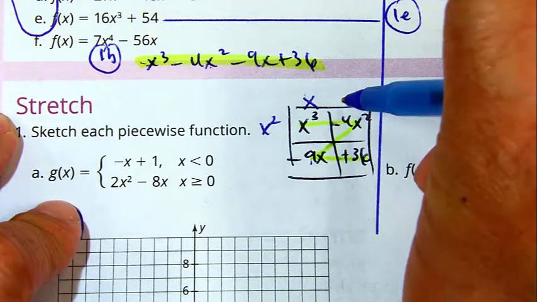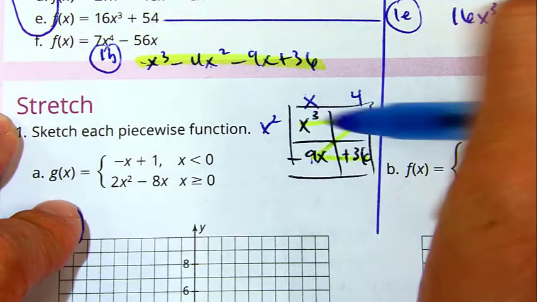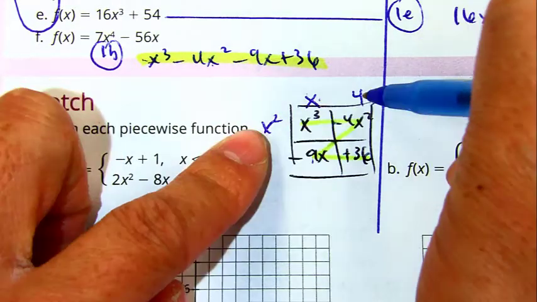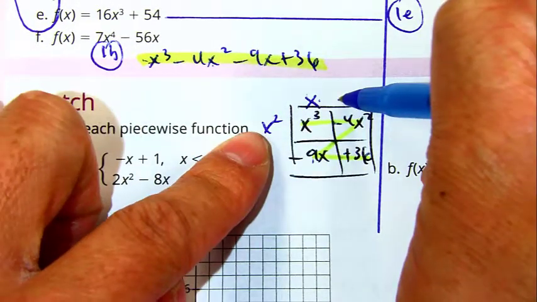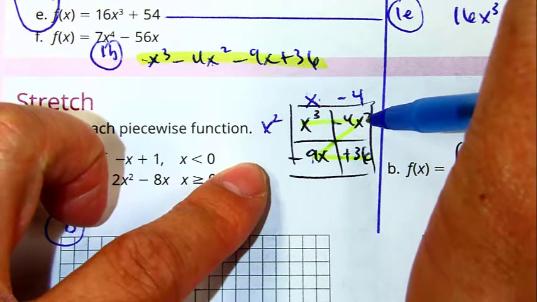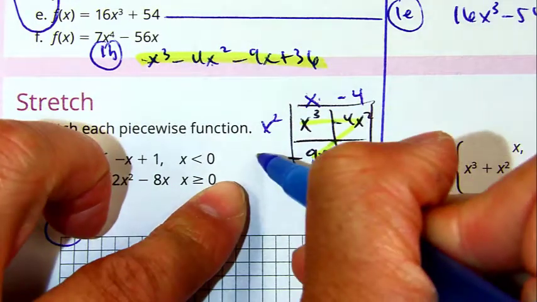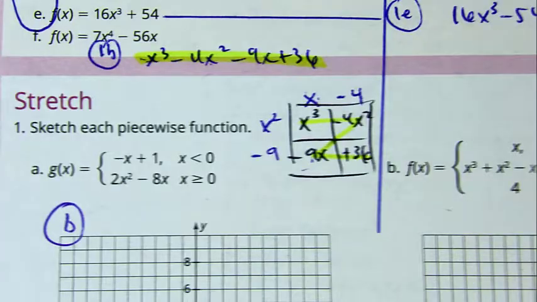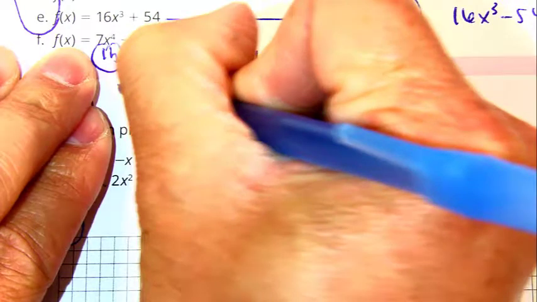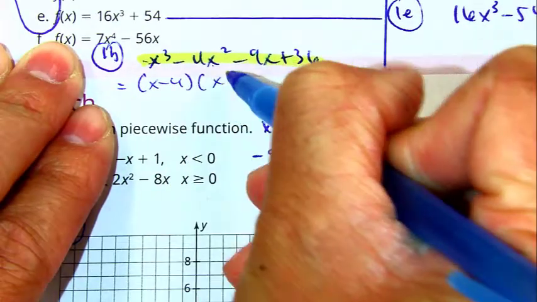I'm not sure if this is going to be a positive 4 or a negative 4. And how do I know? I can multiply to check my answer. X times x squared, x cubed. So this has to be a negative. Negative 4 times x squared gives you negative 4x squared. And this way, same thing, minus 9. I can multiply, check my answer. So this is going to become x minus 4, x squared minus 9.